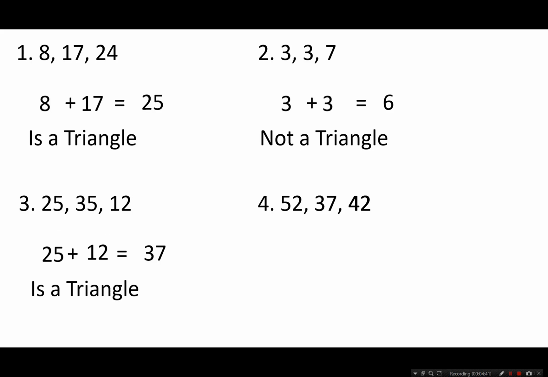And we're going to look at another one, 52, 37, and 42. The two smaller sides are 37 and 42. When we add those together, we get 79. 79 is bigger than 52, so these three sides could make a triangle.